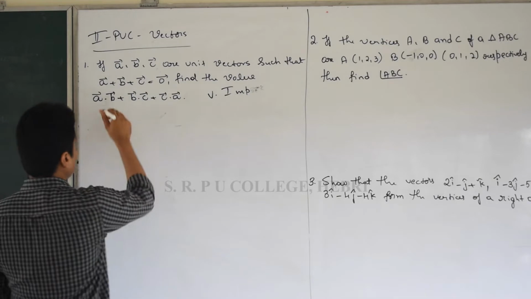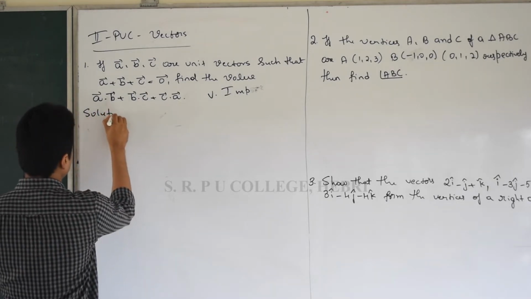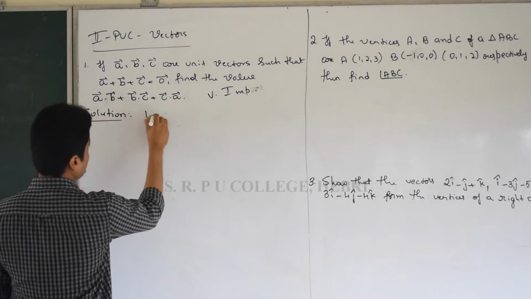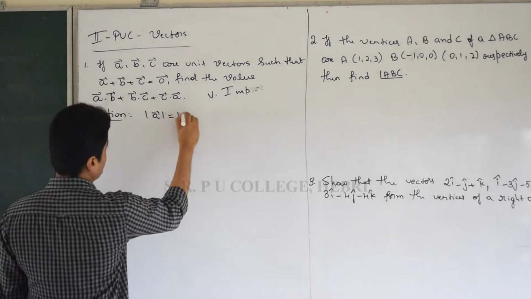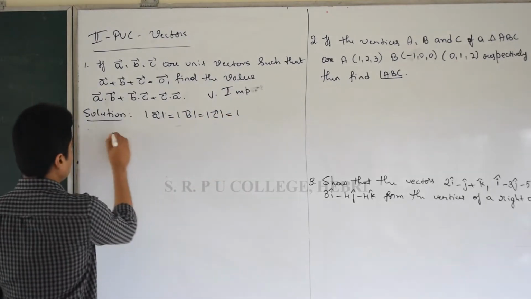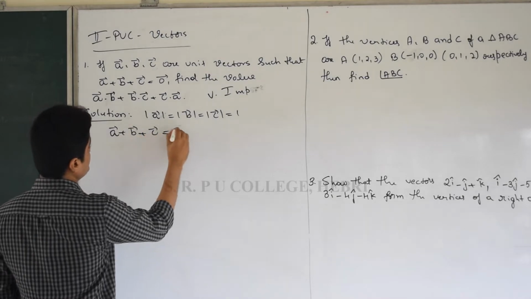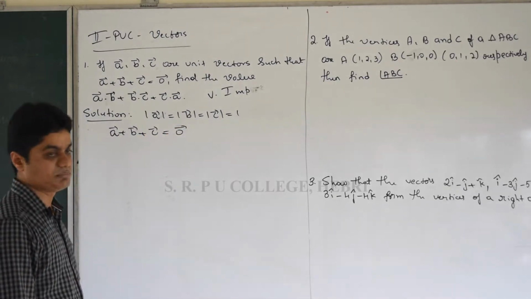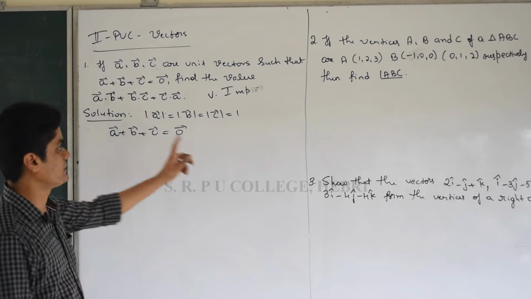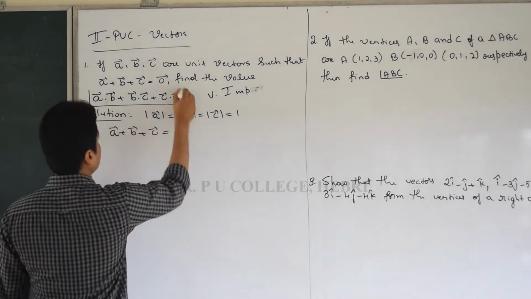So what is given? A, B, C are unit vectors. A, B, C are unit vectors means their magnitude is 1. Remember that. So the magnitude of all three vectors is equal to 1, such that vector A plus vector B plus vector C is equal to the 0 vector. So the sum of these three vectors is the 0 vector and their magnitude is 1 because they are unit vectors. We have to find the value of this expression.